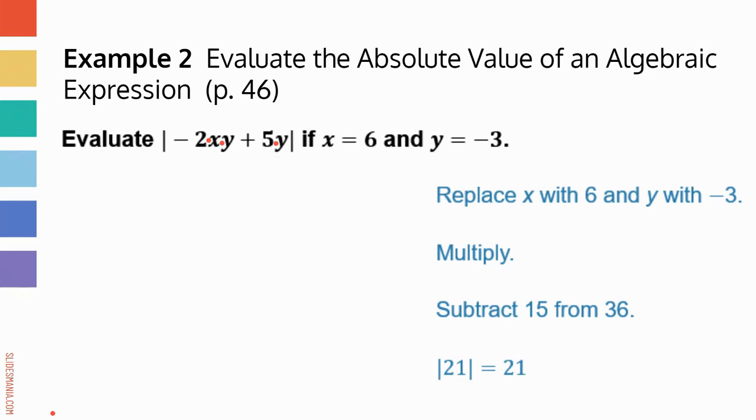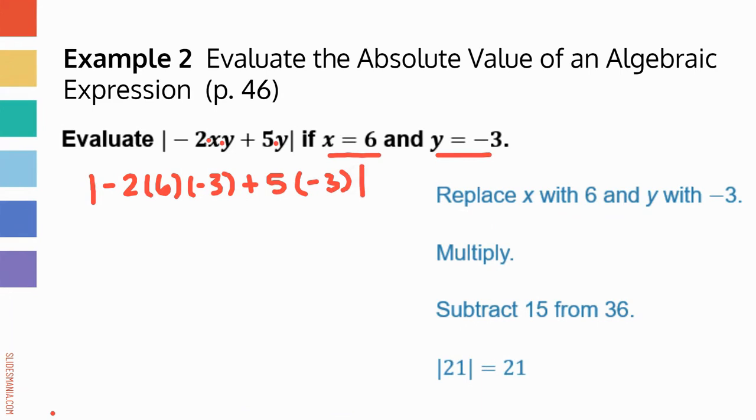Okay, so the first thing we need to do is substitute. So we're going to replace the x with 6 and replace the y with negative 3. So we have the absolute value of negative 2, and then x is going to be 6, so times 6. I'm using parentheses so I can multiply. And then y is negative 3, so times negative 3. And then plus 5 times y, which is negative 3. And then close the absolute value symbols.